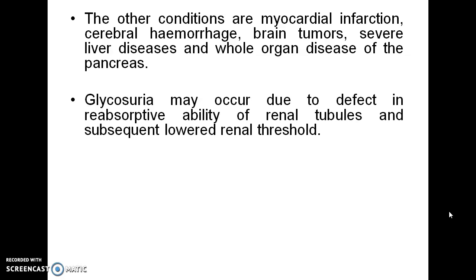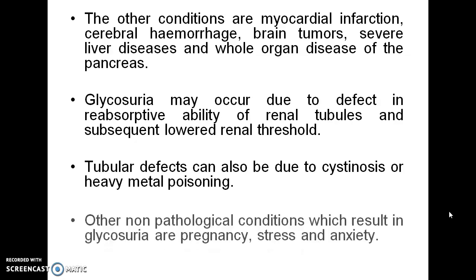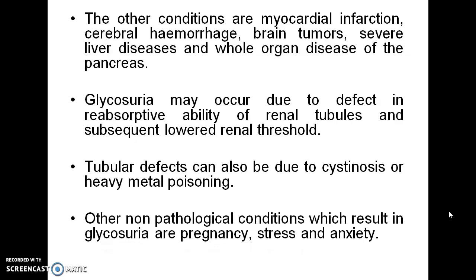Glycosuria may occur due to a defect in the reabsorptive ability of renal tubules and subsequent lowered renal threshold. Tubular defects can also be due to cystinosis or heavy metal poisoning. Other non-pathological conditions which result in glycosuria are pregnancy, stress, and anxiety.